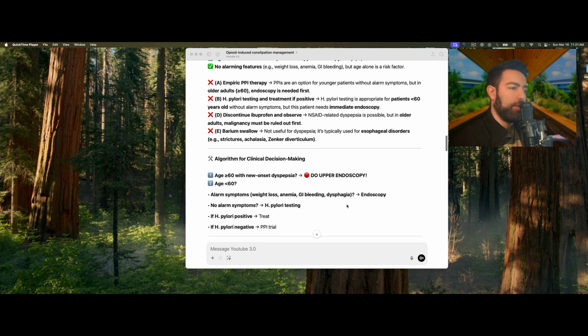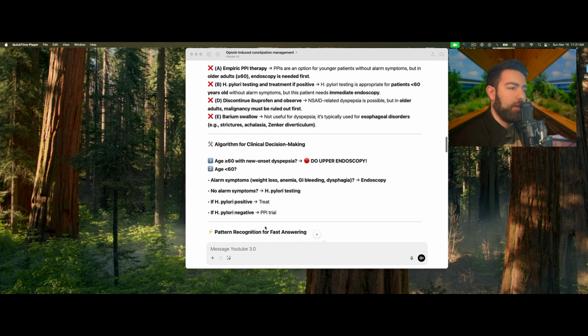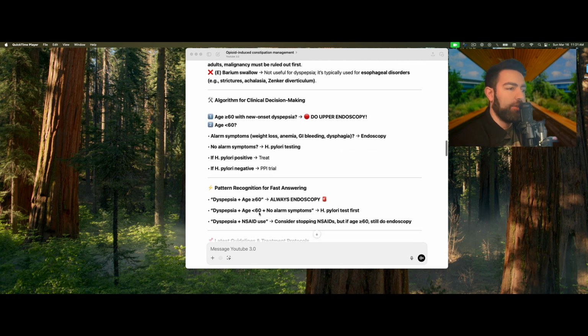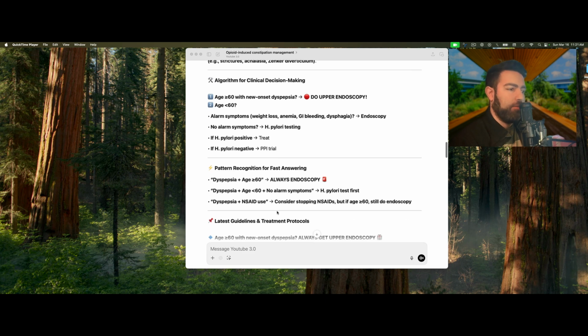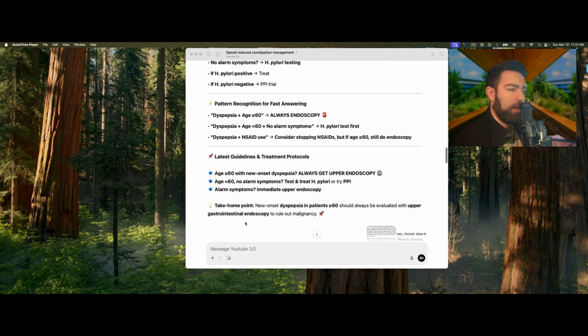We get an endoscopy. With no alarm symptoms, you can do the H. pylori testing, and if positive, you can treat it. If negative, you can use a PPI trial. The pattern recognition always involves that age, and we just talked about that. The latest guidelines always get the upper endoscopy for a new onset dyspepsia in age greater than 60. And yeah, so that's basically it.